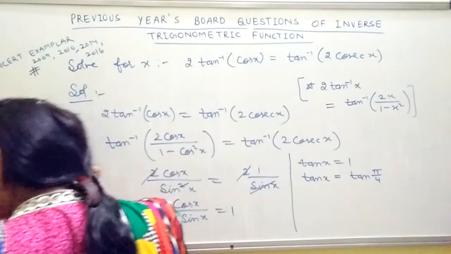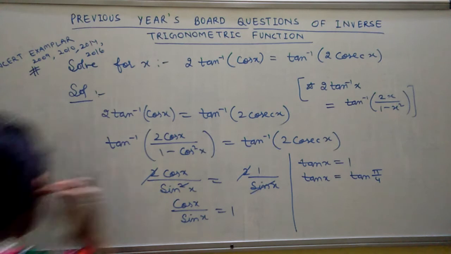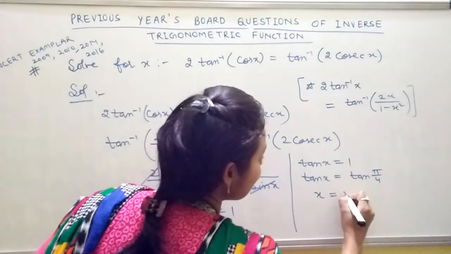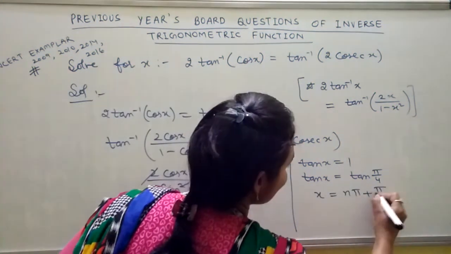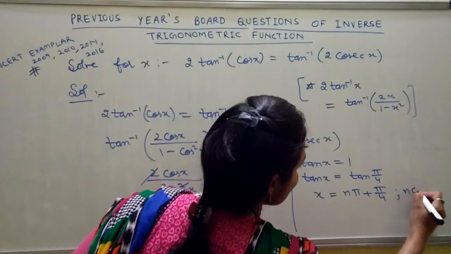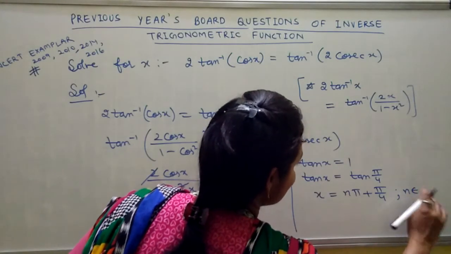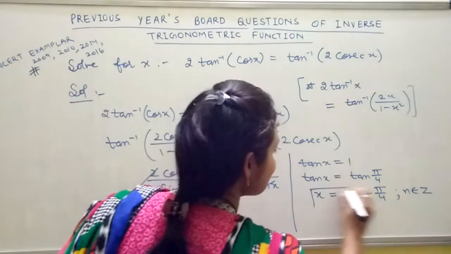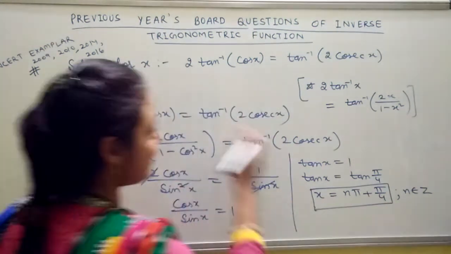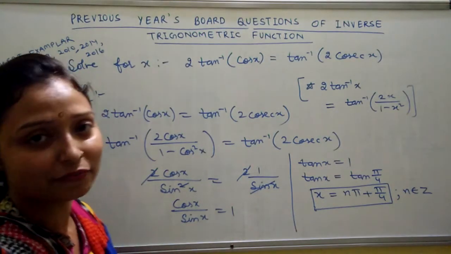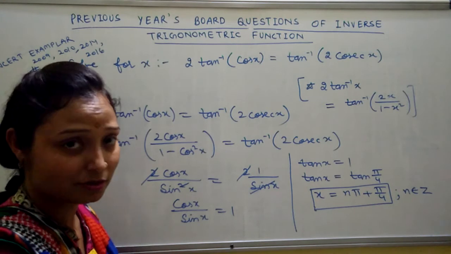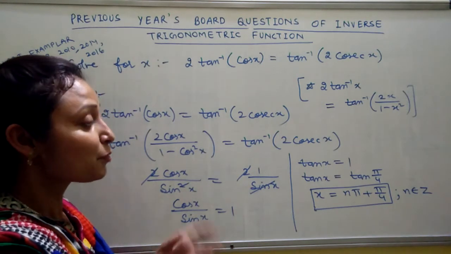But you all know what is the general value of that, that is n pi plus pi by 4, where n belongs to integers, that belongs to Z. So this is the general value of this x, tan x. This question is not very difficult, but a very easy question. So this is the way to solve this question.